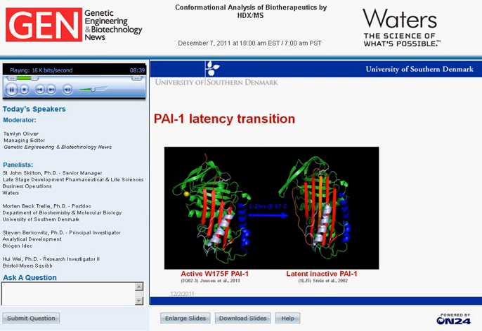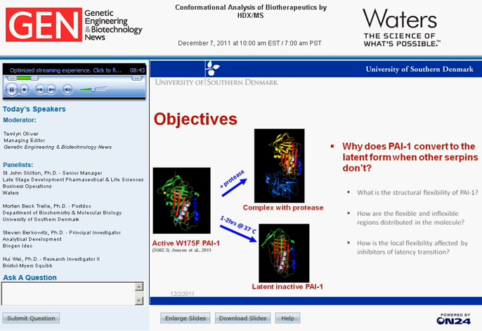So we have all these crystal structures that very nicely visualize the endpoint of these structural rearrangements of the molecule, but we don't really know in much detail what the underlying mechanisms of rearrangement are. Of course, we would like to investigate this a bit further, and we are particularly interested in the latency transition of PAI-1. One major question is, why does PAI-1 convert to the latent form when other serpins don't?